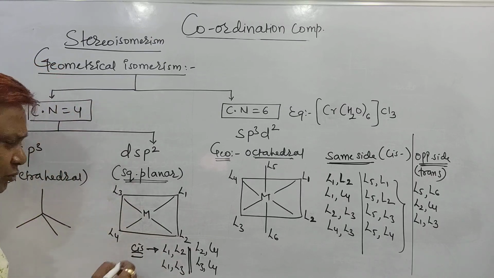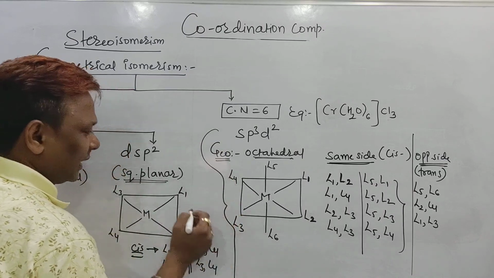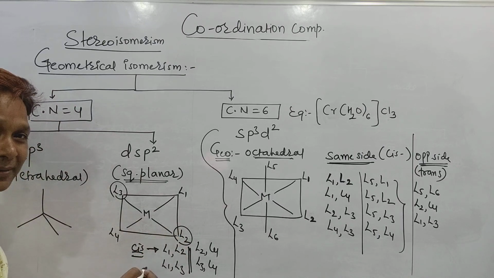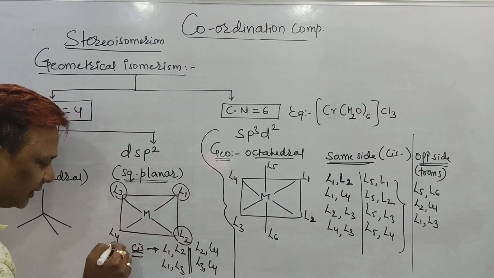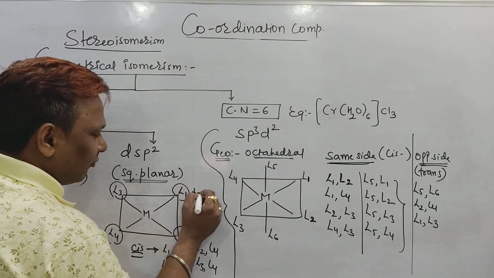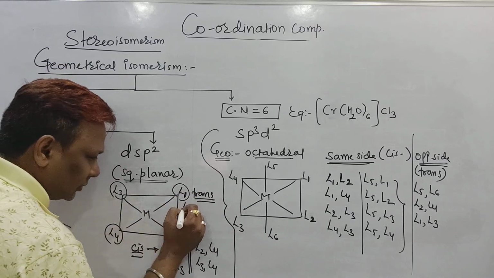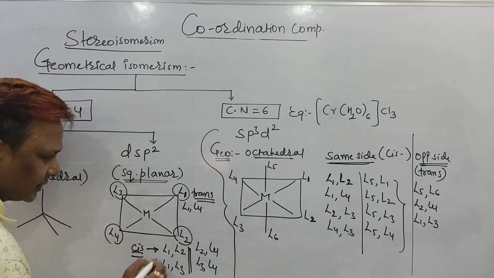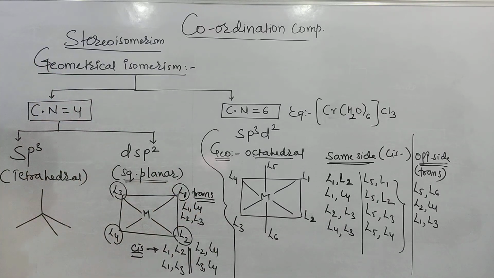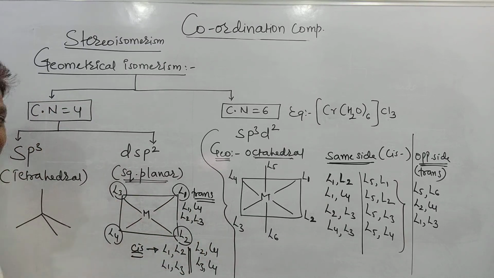But what are the trans isomers here? Can you tell me? Yes sir. Trans isomers I will write here. L3 and L2 are trans to each other. Even L1 and L4 are also trans to each other. So the trans isomers, on the opposite side, are L1 and L4 trans, L2 and L3 trans. It is trans in the square planar. These are the cis in the square planar, right?